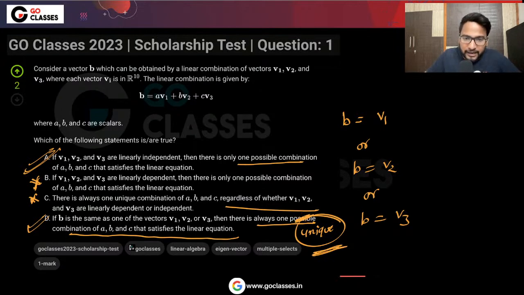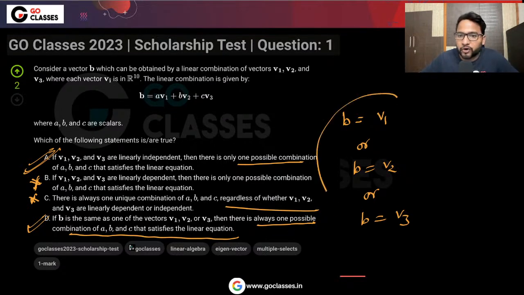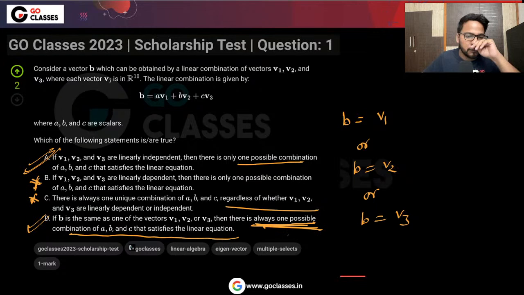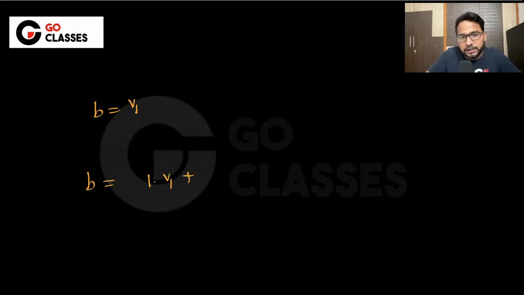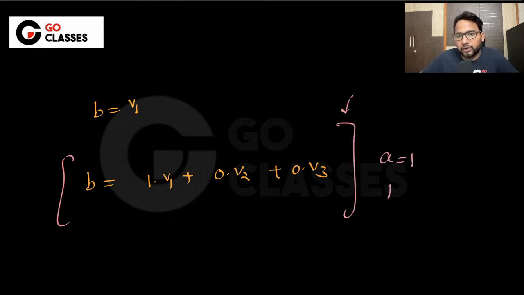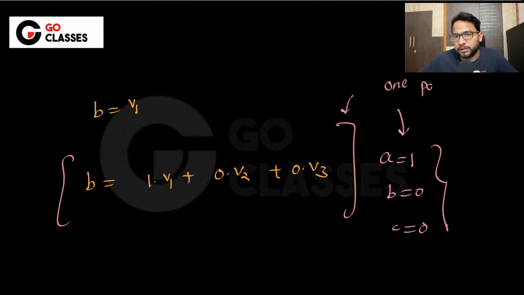Let's talk about the two possibilities. Currently, if I'm saying possible only, just read out this D option. Is this true or false? If B is one of the vectors, then obviously you have one possible solution. Let's suppose B is V1, then you can represent B equal to 1 times V1 plus 0 times V2 plus 0 times V3. So that's why this one possible combination is there, right? So here A equal to 1, B equal to 0 and C equal to 0. So this is one possible combination.